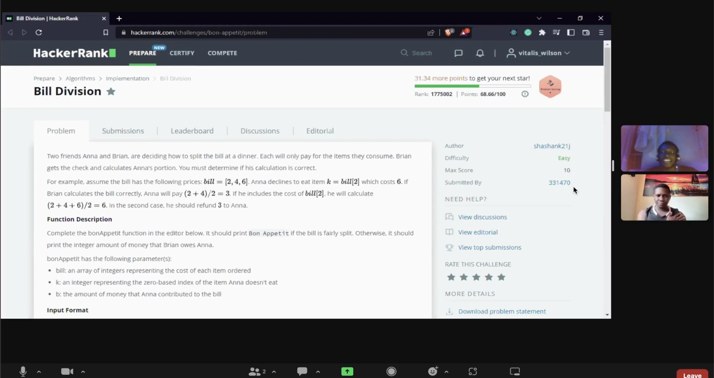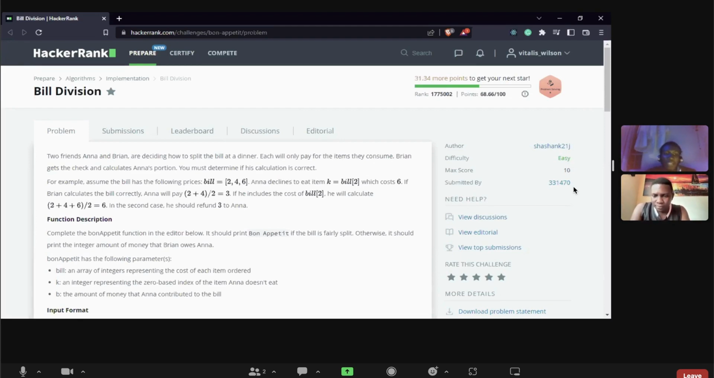There's a challenge in the rank, and we'll read through, understand it, reason together, and then we can solve it. Okay. So two friends, Anna and Brian, are deciding how to split the bill at a dinner. Each will only pay for the items they consume. Brian gets the check and calculates Anna's portion. You must determine if his calculation is correct.